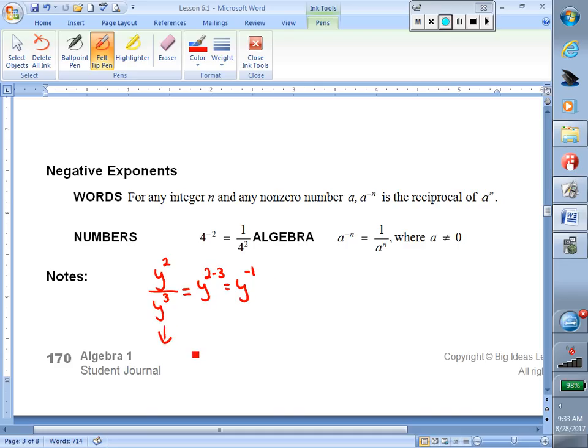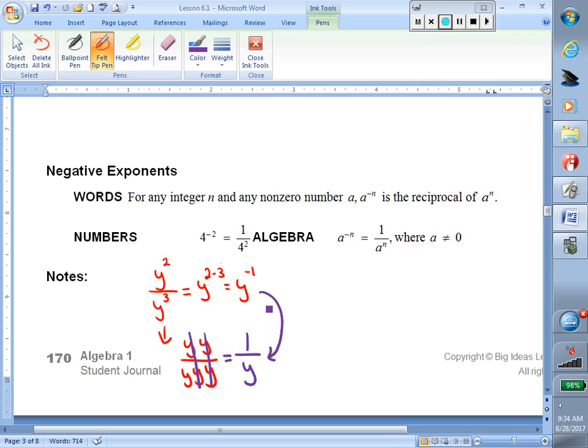So I want to try expanding out and doing a little simplifying. So y to the 2nd power, y times y, over y to the 3rd, y times y times y. These two y's will simplify to 1. Those two y's will simplify to 1. Now remember, the numerator is not empty. I'm not going to put a 0 there. Those simplify to a 1. And then I have just a plain old y left in my denominator. So if I do my exponent property, I end up with y to the negative 1st. If I expand out, I end up with 1 over y.